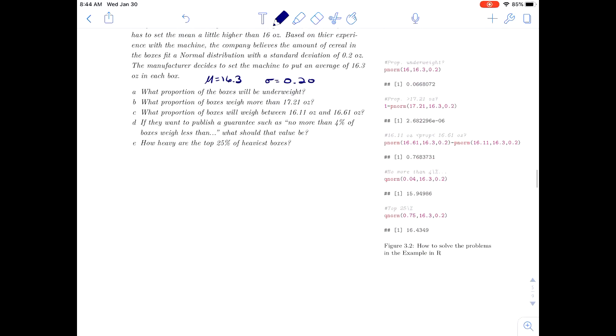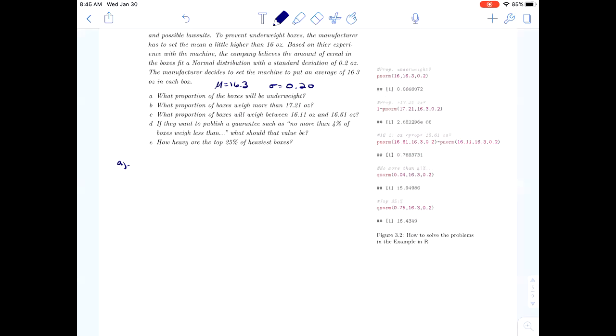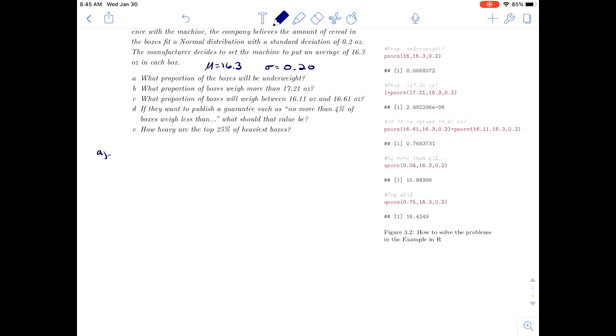And I left you the page, but you might need more paper. So A asks, what proportion of the boxes will be underweight? Okay. So we said 16, anything less than 16, that's underweight. So with these problems, sometimes you have to think about, well, what does it mean to be underweight? What value am I looking for?